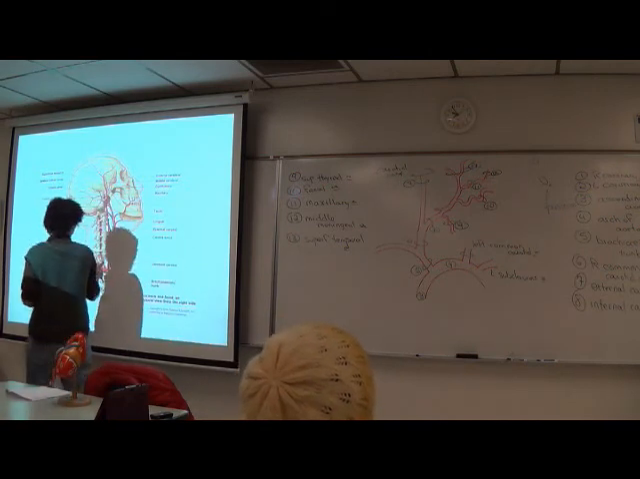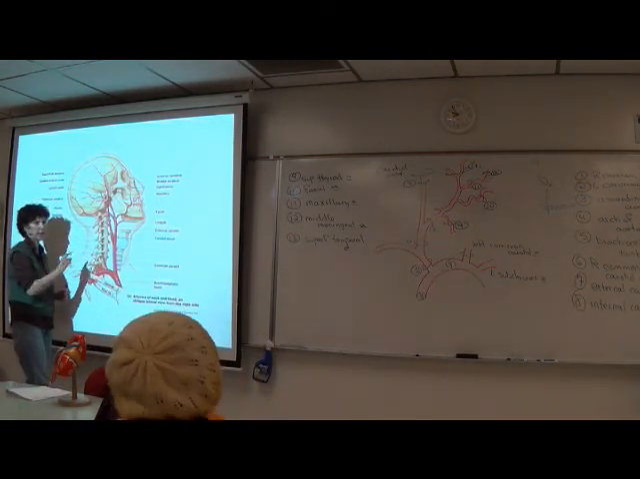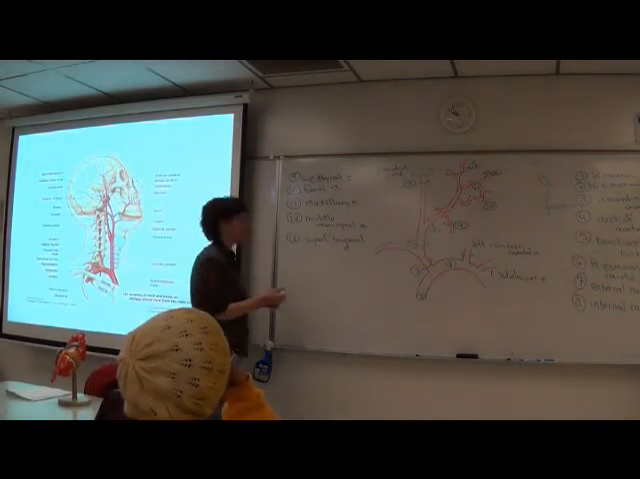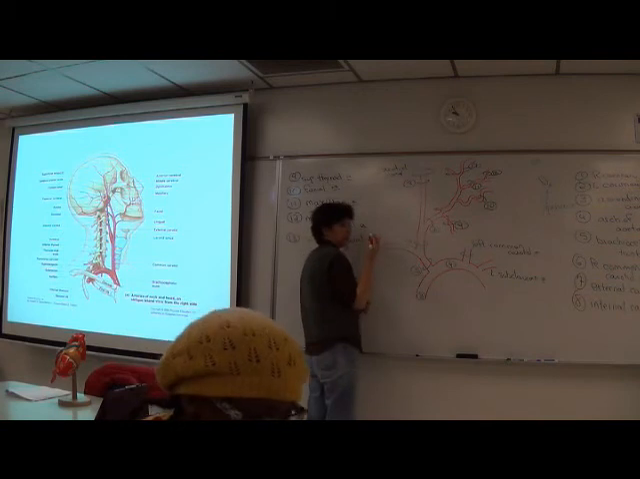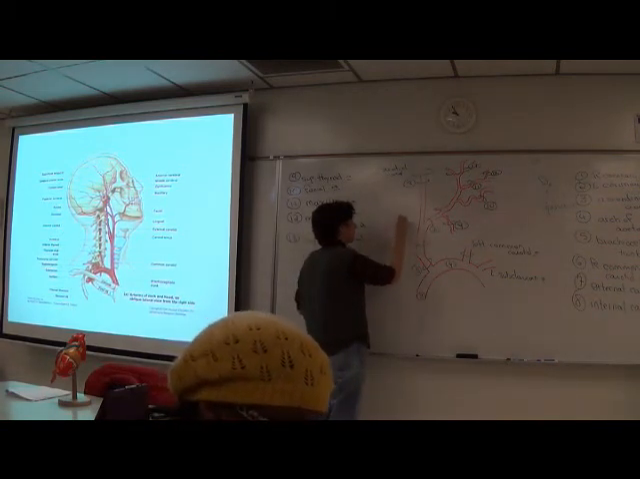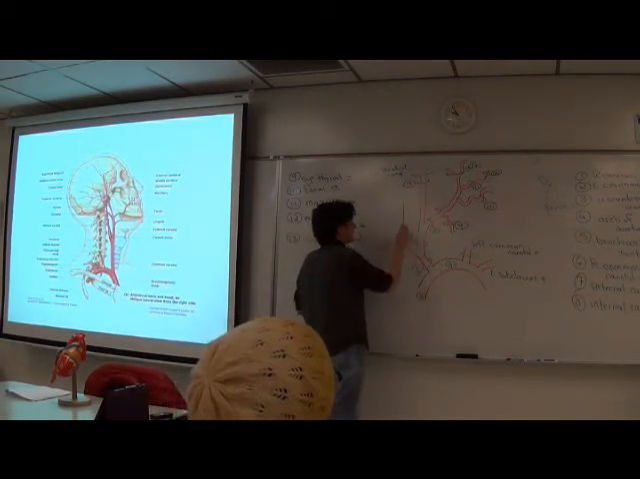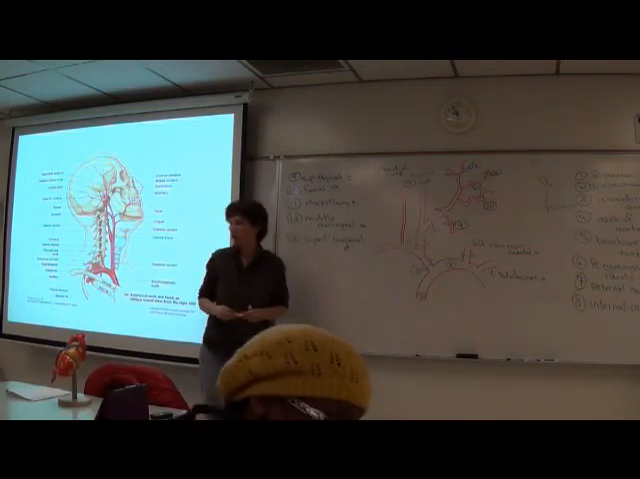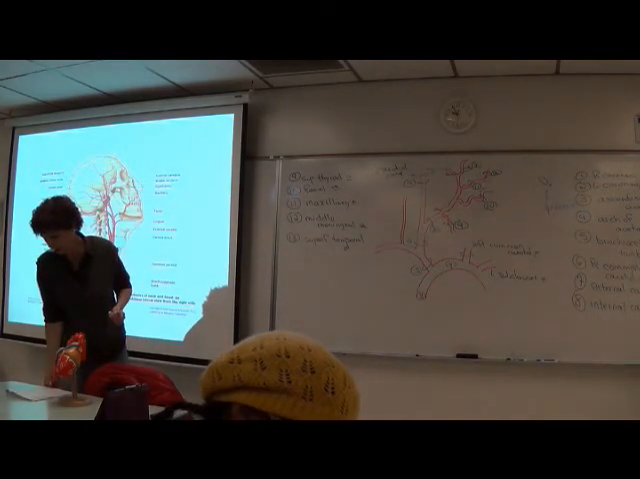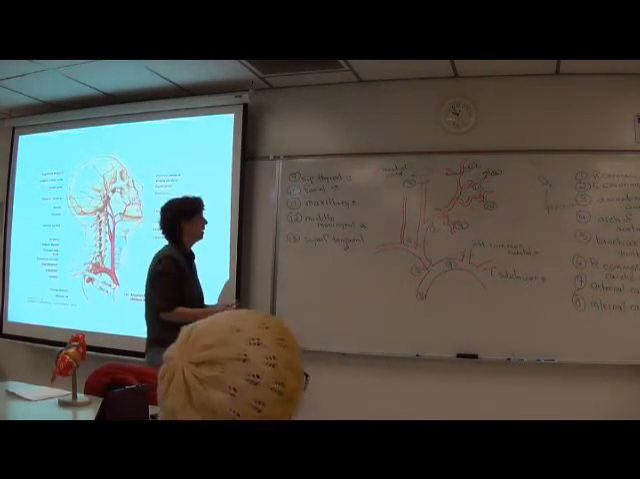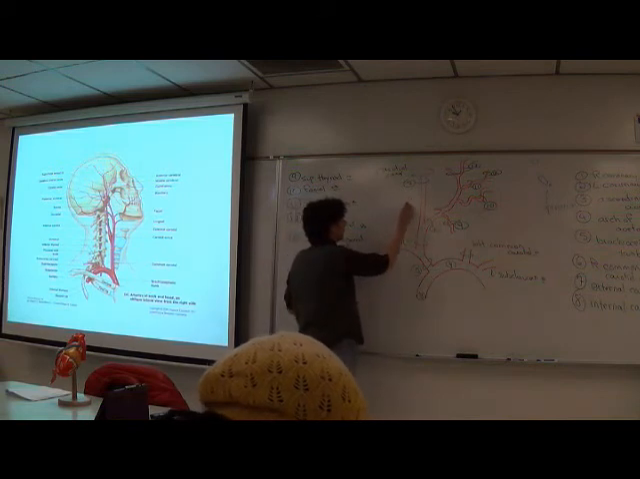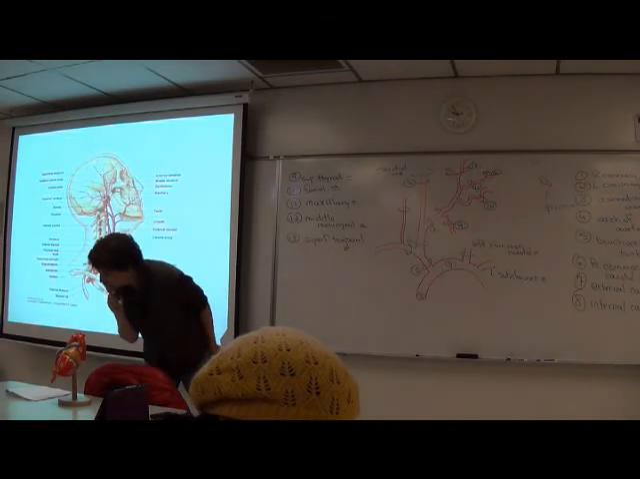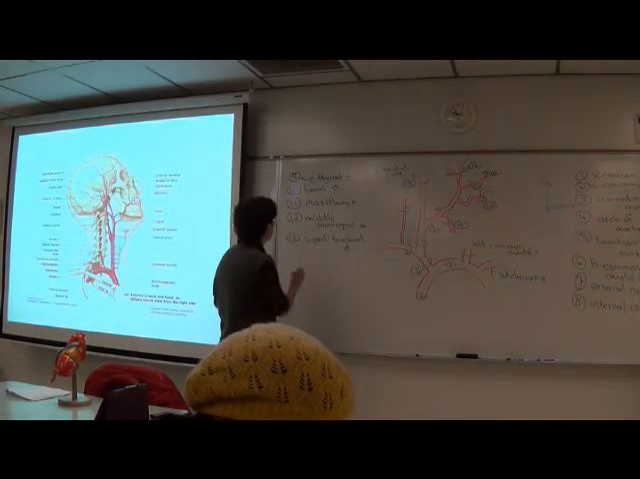So there are three structures here that are branches of the subclavian that I want you to know. The first one is vertebral artery. This is pretty small. It's less than the diameter of a pencil. Not the lead, but the pencil itself, because it has to pass through those transverse foramina. So this is passing through the cervical vertebra. So it is the vertebral artery, and this is subclavian. What was the number for subclavian? 14. Right, subclavian is 14.